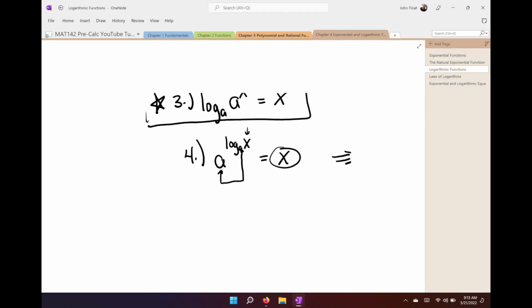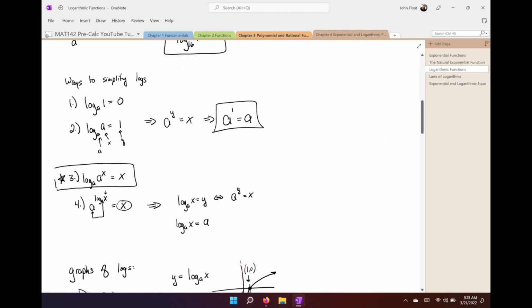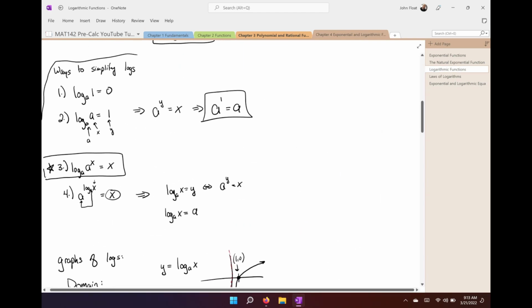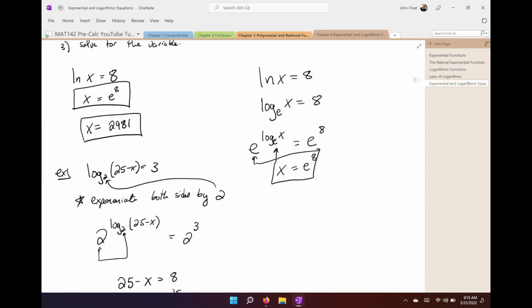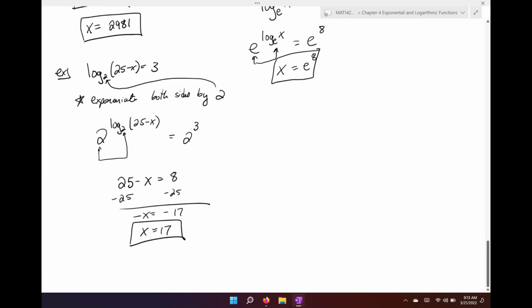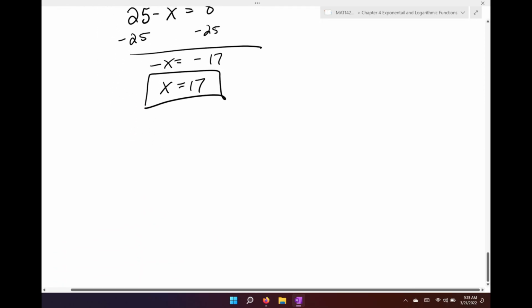So it's these basic ways to simplify logs that kick in. That's what makes this chapter so hard, the fact that we are learning all these brand new properties for functions that we never really studied before, like exponentials and logarithms. Okay? So now that we kind of have an idea of that, we're going to do just a couple more problems here, and then we can call it a day.